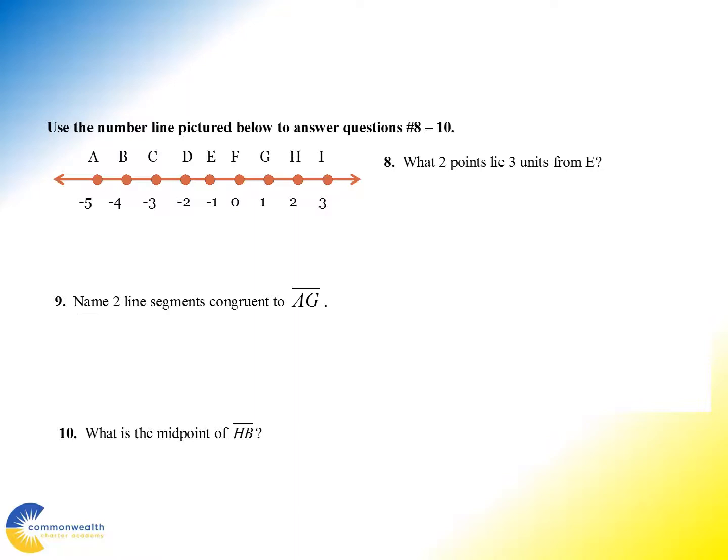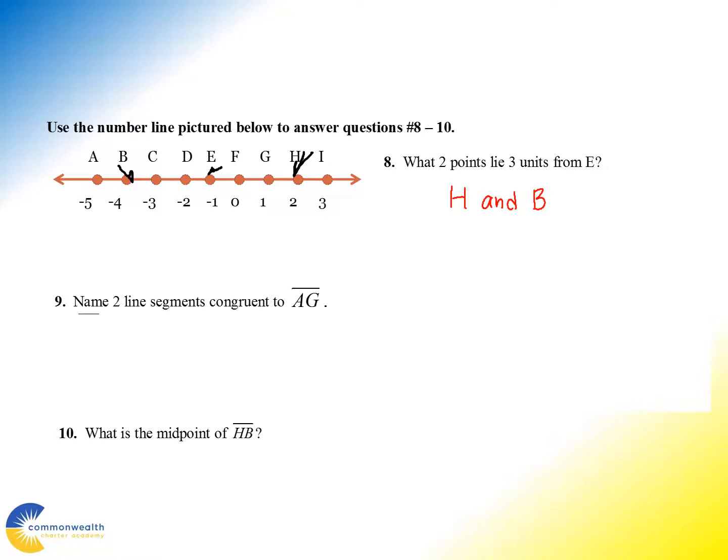As far as the number line goes, when they give you a number line, it's not that hard to follow. You could use formulas for some of these things, or you could just count. What two points lie 3 units from E? Well, here's E right here. And all I really do is just count: 1, 2, 3, I'm at H if I go to the right, and 1, 2, 3, I'm at B if I go to the left. So that's not too bad. So H and B would be those two points.